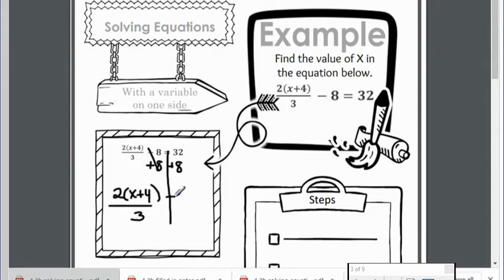What's 32 plus 8? 40. All right. If you chose that way, raise your hand if you have another idea of what you think we should do next. Yeah, that's what I would do. Multiply by 3. Get rid of that divided by 3. It goes away. So now we just have to figure out what is 40 times 3. I'm running out of room pretty quickly here. 120.